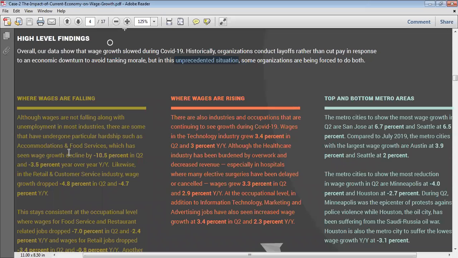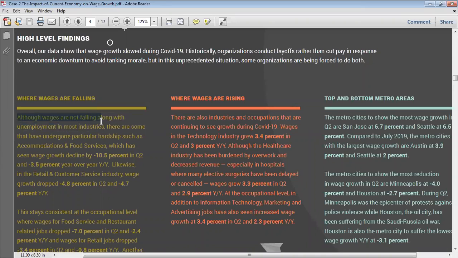I have read a similar article from Times of India, but this is a very high level research paper or white paper. So where wages are falling. This is a 3-year survey. Remember, 2017 July 1 to 2020 July 1. So in those 3 years, where wages are falling.